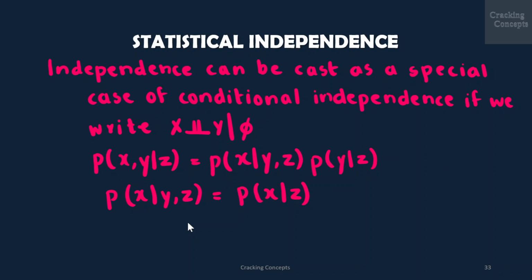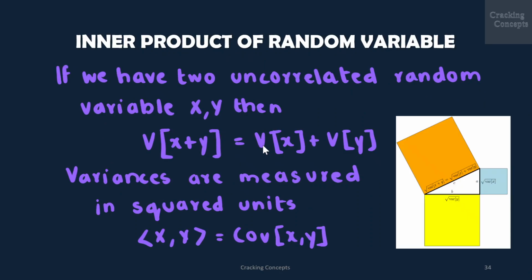Independence can be cast as a special case of conditional independence if we write it in this form. By using the product rule of probability, we can expand the LHS as p of x comma y given z, which is p of x given y comma z into p of y given z. By comparing the RHS of two equations, we see that p of y given z is appearing in both. On cancelling, we get p of x given y comma z will be p of x given z.